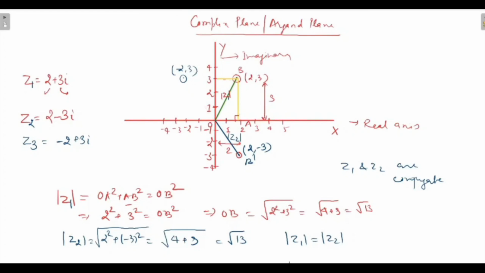This is going to represent my mod z3 basically. And the fourth point, let's say I'm going to write minus 2 minus 3i. So this is going to be in the third quadrant, and minus 2 minus 3 is going to be over here. And then I can just join it using one of the other lines.